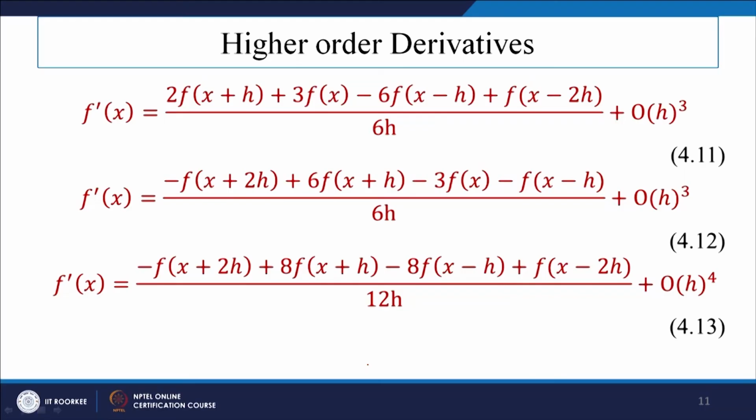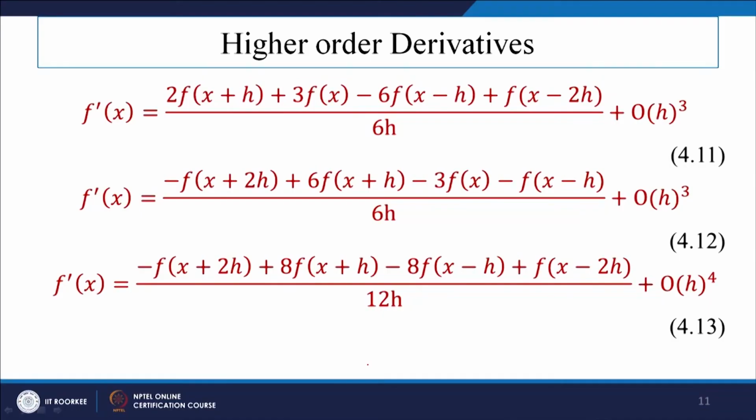So if you go for higher order derivatives, then we can use f dash x as 2f(x plus h) plus 3f(x) minus 6f(x minus h) plus f(x minus 2h) by 6h. Sometimes it requires some backward approximations and some forward approximations, and if we want to combine all these and evaluate f dash x by considering all the data, which gives higher order accuracy compared to the earlier methods, then we can consider those methods.